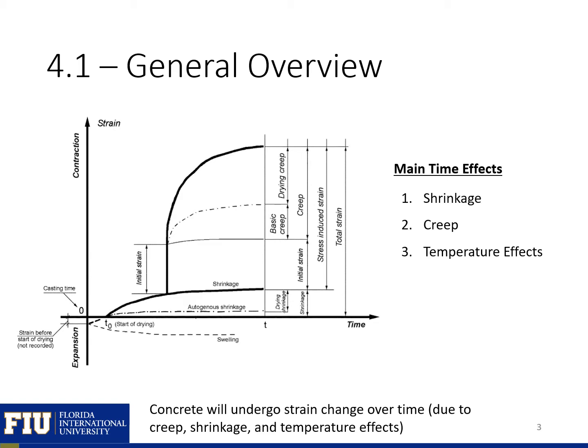Concrete will deform over time because of shrinkage, creep, and different temperature effects. You can see here a plot of our strain versus time in our concrete. You can see that the main components are shrinkage, initial strain due to any applied load, and then also creep that occurs because of this applied load that's sustained on the concrete.